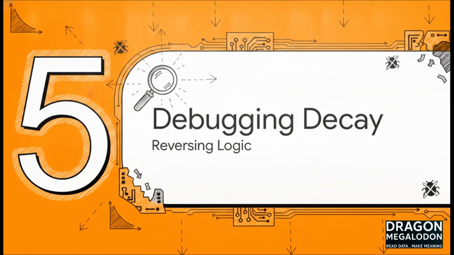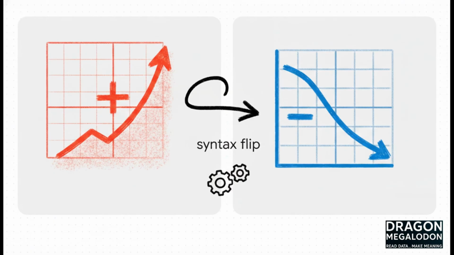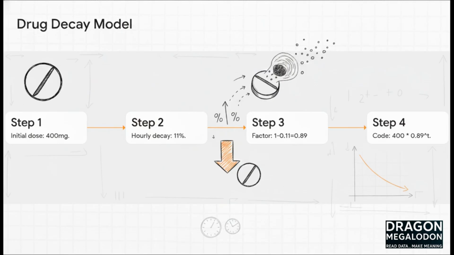Section 5. Debugging exponential decay. So let's analyze what happens when a logic reverses, causing our underlying data to shrink in a process we call exponential decay. The base b is still our multiplier. For growth, you add the percentage rate r to 1, but for decay, you just subtract it from 1. It's a really simple syntax flip, but it completely inverts the output from a massive upward spike to a steady downward curve. Let's track this by looking at the metabolism of a drug called Seroquel.